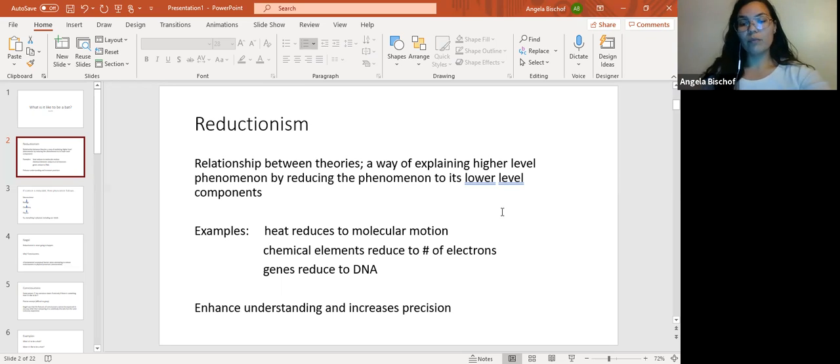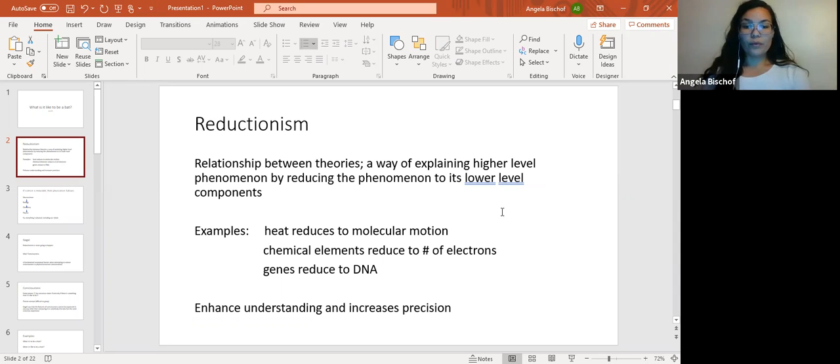In chemistry, we have the periodic table of elements. So elements can be reduced to the number of electrons, the valence. So the number of outer shell electrons in each element explains the nature and the distribution of the elements in the periodic table. So chemistry can be reduced to atomic physics.